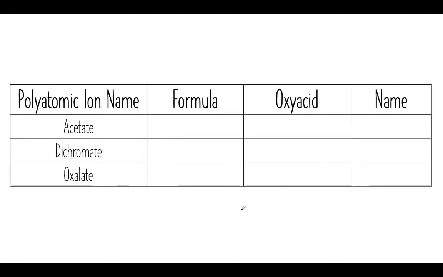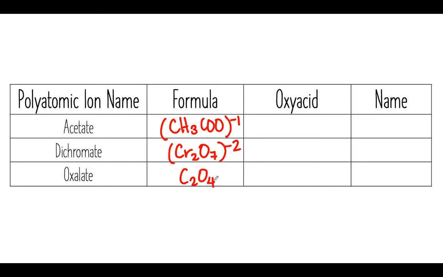So let's start off by looking at 3 of the common polyatomics that we saw in our polyatomic ion lesson. So we'll get to the standard 5 later, but let's look at these 3 first. First of all, if you recall, the formula for acetate was CH3COO. And then you had your brackets, and it had a charge of -1. Dichromate was Cr2O7, and it had a charge of -2. And oxalate was C2O4, and it also had a charge of -2.